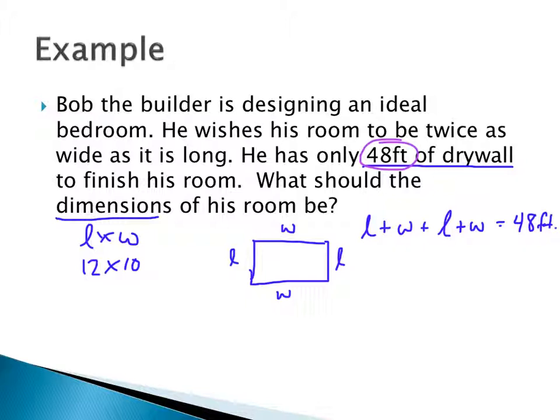So what are we really doing? Well, this question is really looking at the perimeter. Okay? Perimeter is the sum of all the sides of whatever shape that we have.